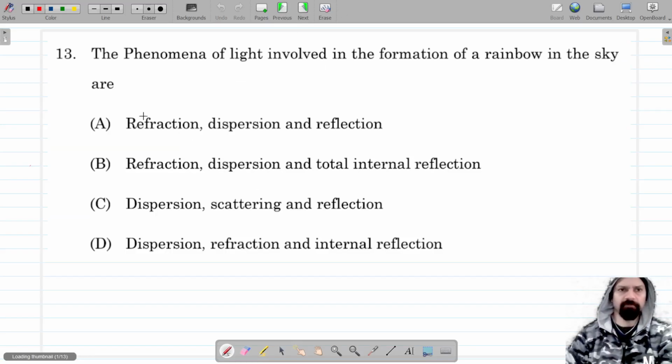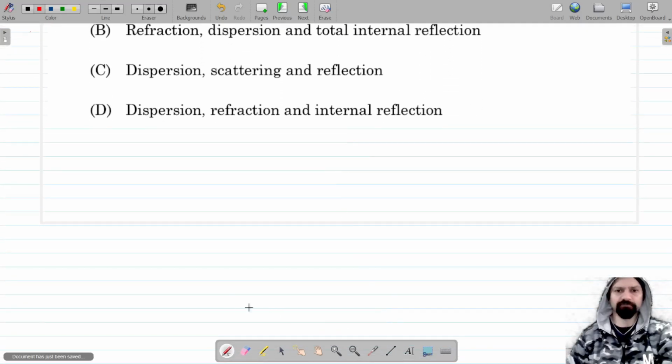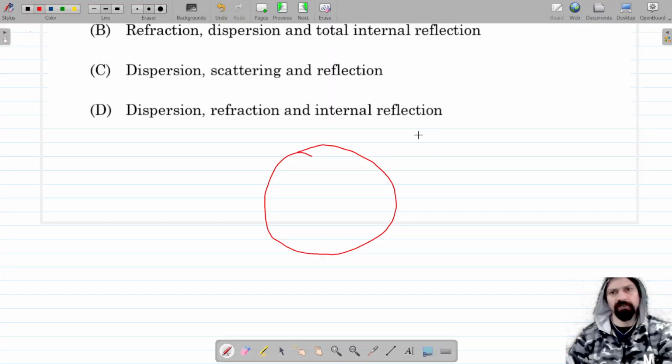Okay, so the first question says that the phenomena of light involved in the formation of a rainbow in the sky are... कौन-कौन से phenomena involved हैं in the formation of a rainbow in the sky? And we know that the rainbow is formed by the tiny water droplets. So ये tiny water droplets हैं, they act as prisms. और इसमें कौन कौन से phenomena involved हैं?